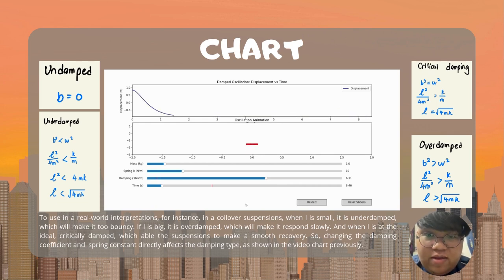Next, when the system is critically damped, in which L equals the square root of 4mk, there will be no oscillations, but the graph will return to equilibrium the fastest. And when the system is overdamped, in which L is more than the square root of 4mk, the system will also not oscillate, but it will return to equilibrium much slower.